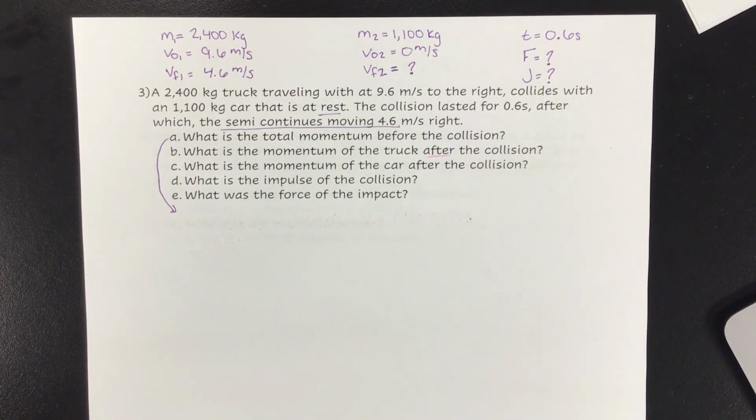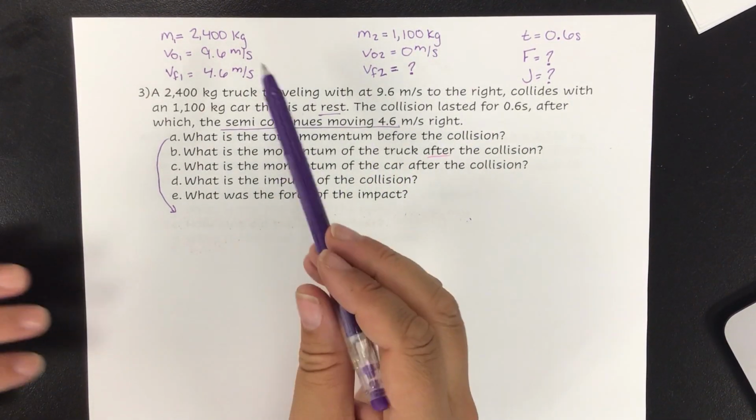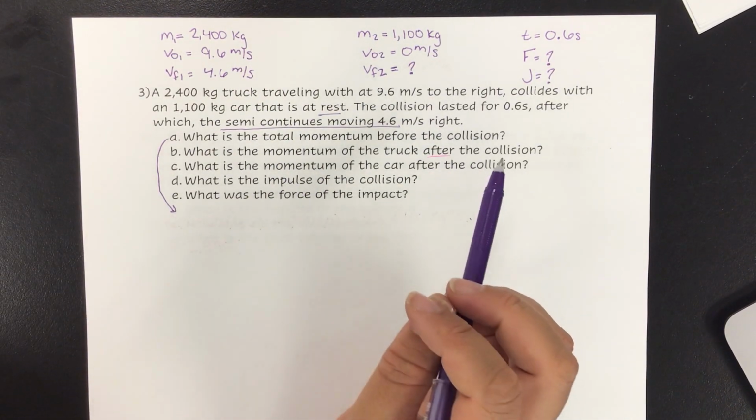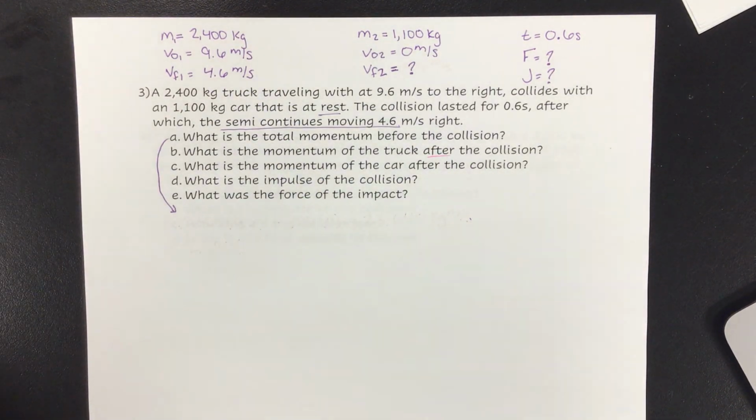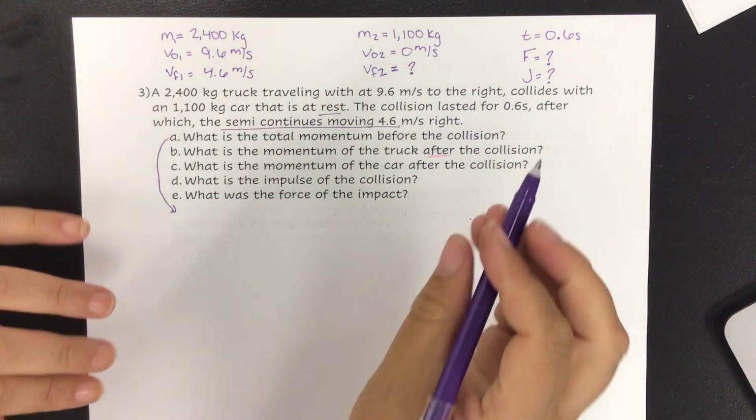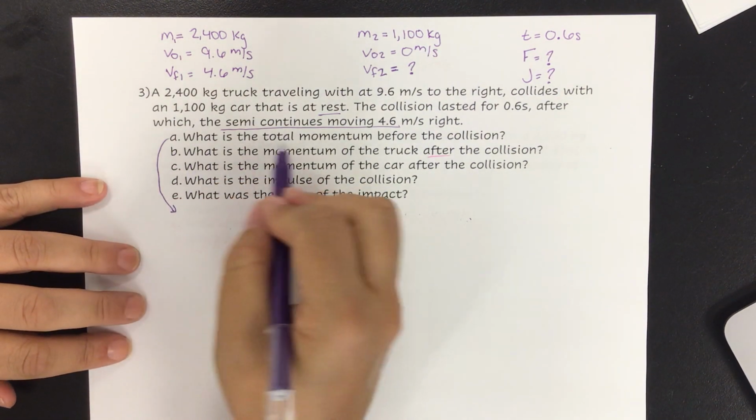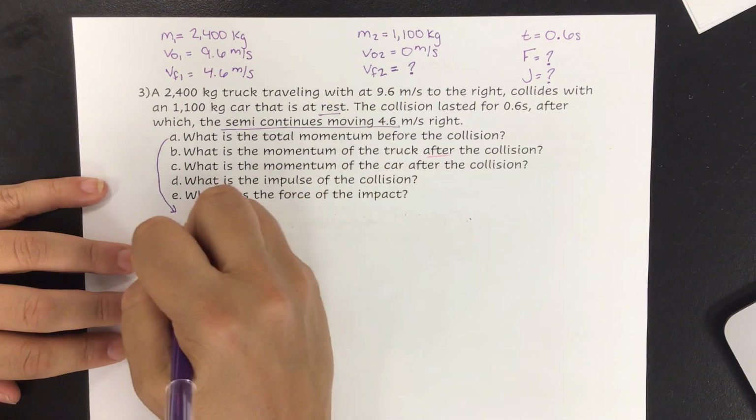Okay, in this one, you can see I've already done a little bit of pre-work. Got all of my variables listed. And we're gonna go ahead and start solving these problems. So for the first one is, what is the total momentum before the collision?